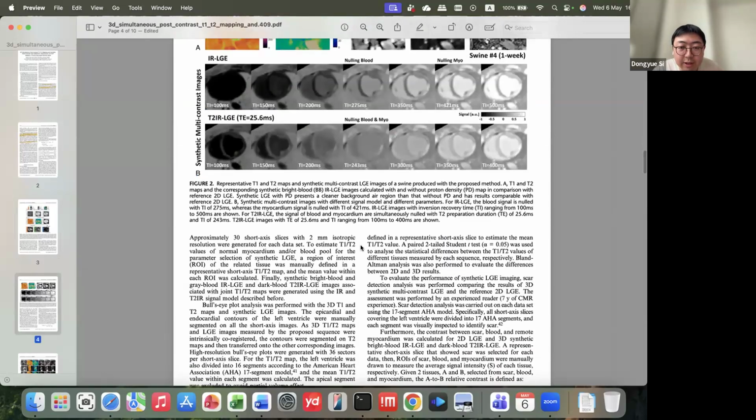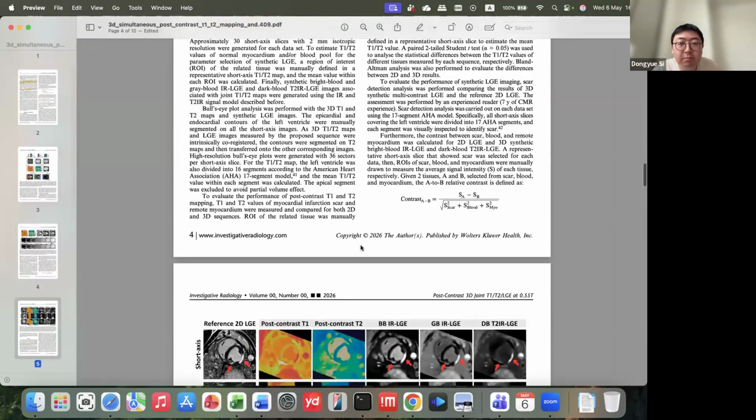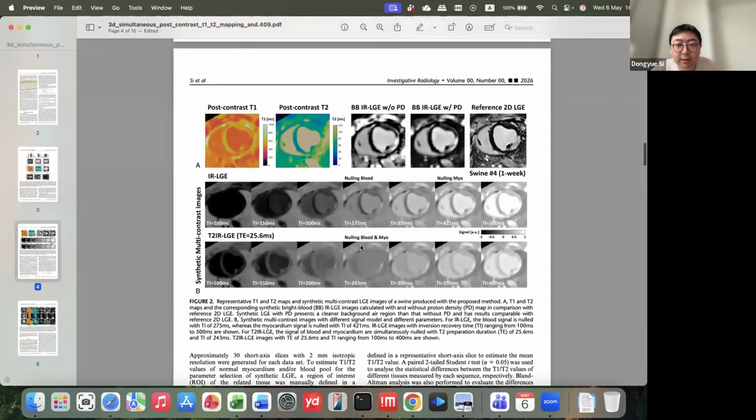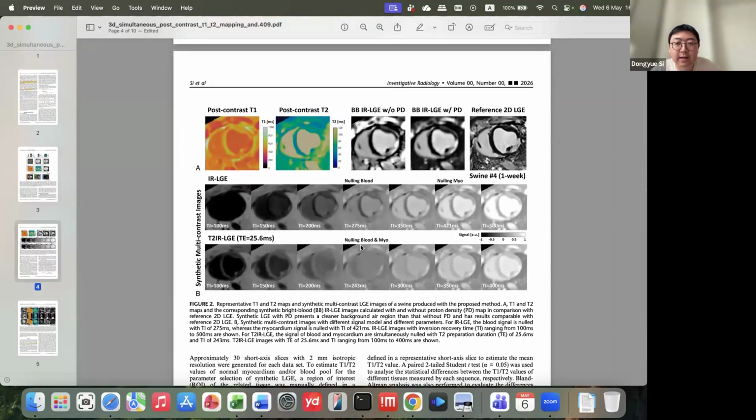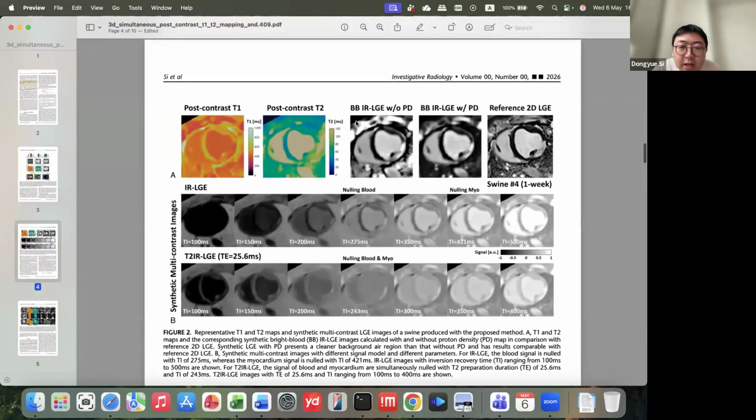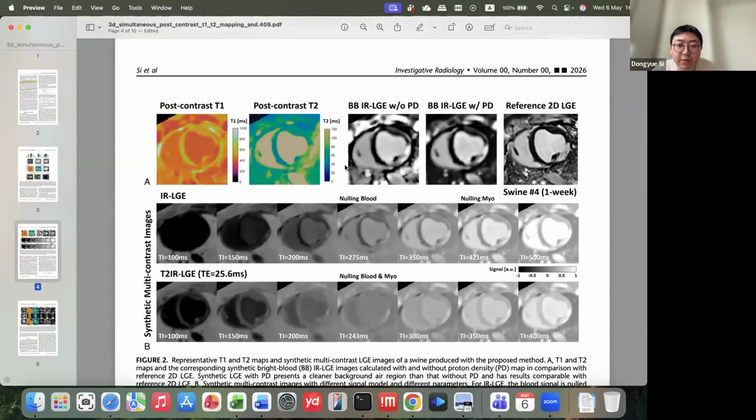In total, we have the data of 10 swine with myocardial infarctions, scanned at either 1 week or 5 weeks post-myocardial infarction. Here are the representative results of T1 and T2. Firstly, we compared the synthetic LGE with and without the proton density.